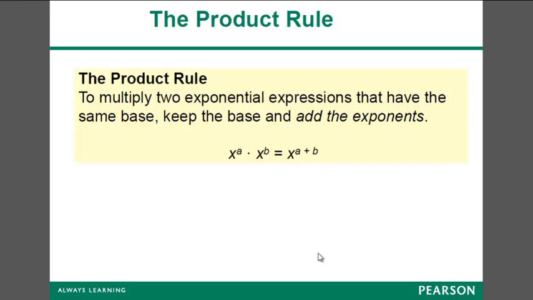The product rule for exponents tells me that to multiply two exponential expressions that have the same base, we keep the base and we add the exponents. For example, looking at x to the a times x to the b. My bases are the same, they're x. So I can add my exponents a plus b and get x to the a plus b. Let's look at some examples like this.